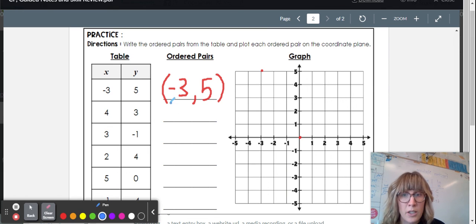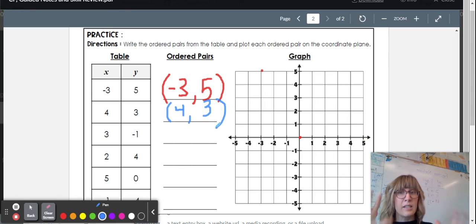I might then choose another color, write 4, 3, right? And then I would go ahead and plot this point. So you can go ahead and write it as an ordered pair and then plot it on the coordinate plane.